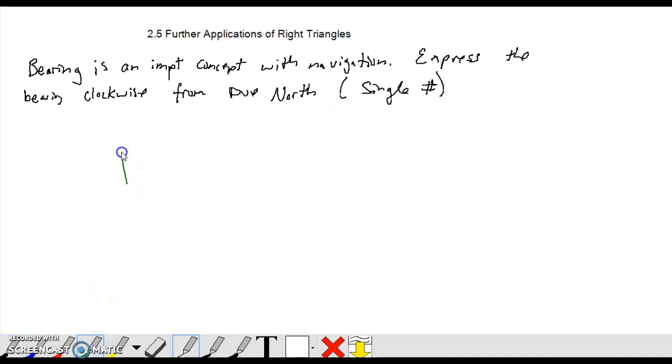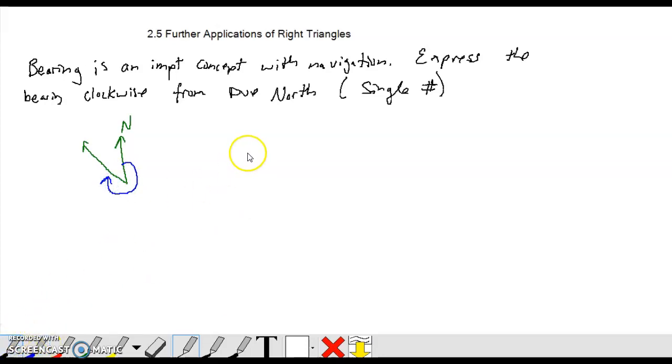So here is my due north. Okay, and here I'm going to put a little north symbol there, and so that means that my bearing is coming out. So again, this will be my initial side, and this my terminal side. A little bit different than what we're used to, and we will always go clockwise around. So we'll talk about this.